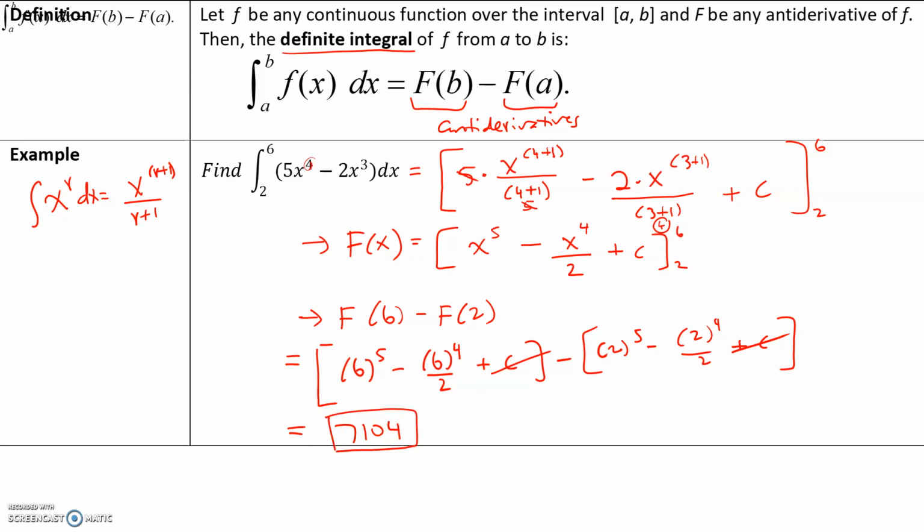Please actually do this and make sure we get the answer 7104. So pause the video, go through and plug all this in. Make sure you can get that answer.